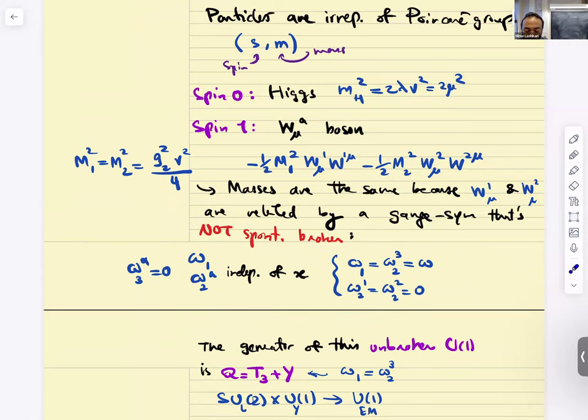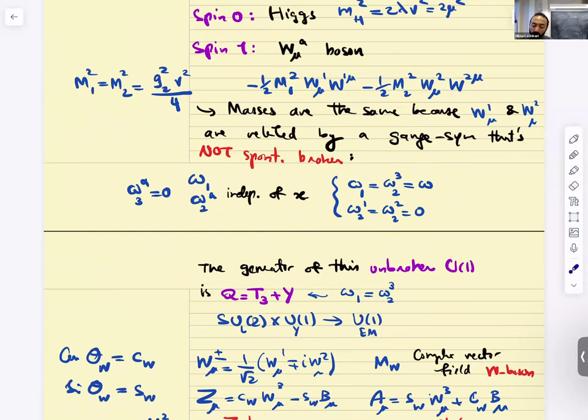It's pointing to the part of the gauge transformation that remains unbroken. We described what that transformation is. It's a combination of SU(2) left and U(1) hypercharge. The unbroken U(1) has the following charge Q, the electromagnetic charge, which is T3 plus Y. Y is the hypercharge, and T3 is the third component of SU(2) left. The gauge transformation that does that is omega^1 = omega^2 = omega^3. The 3 refers to the third component, the 2 refers to SU(2), and the 1 refers to U(1).